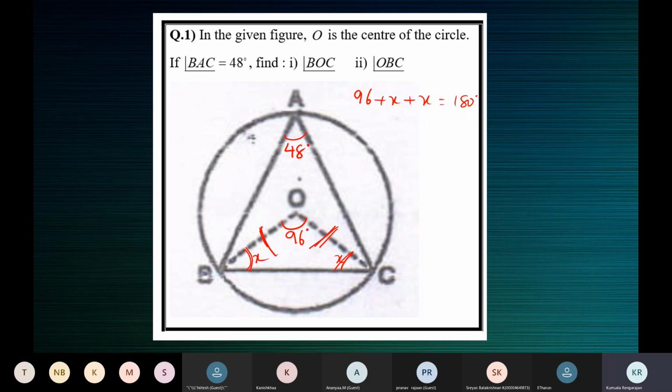So now by using the angle sum property of a triangle, 96 plus 2x is equal to 180. 2x is equal to 180 minus 96. How much is this? 42, ma'am. No, 180 minus 96. It will be 84, I think. 84, okay. So x is equal to? 42. Yeah, thank you. So x is 42 degrees, which means OBC is 42 degrees.